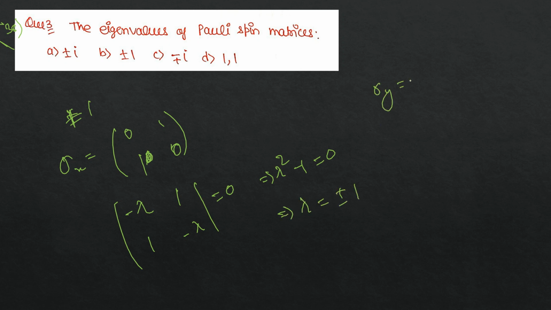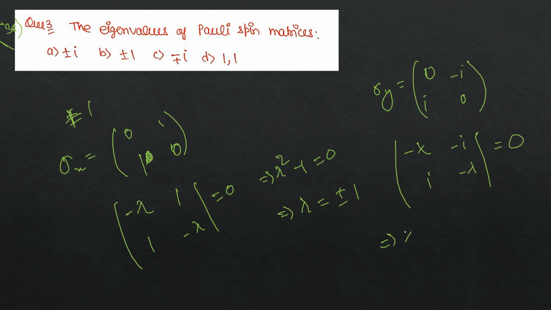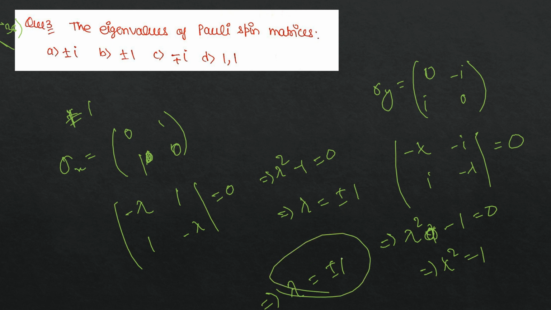Okay. Sigma y will be 0, minus i, i, 0. Again, minus lambda, minus i, i, minus lambda is equal to 0. Lambda square minus, so that is plus, minus 1 is 0. So lambda square is equal to 1. Okay, so lambda is equal to plus or minus 1, right? So the eigenvalues of Pauli spin matrices are plus or minus 1. Alright, next question will come.